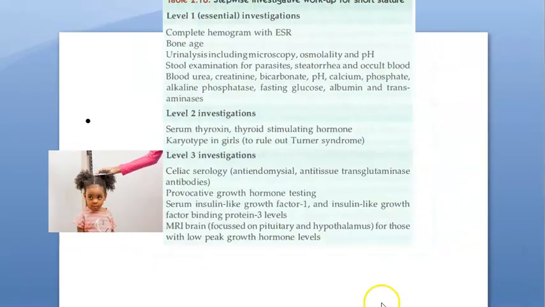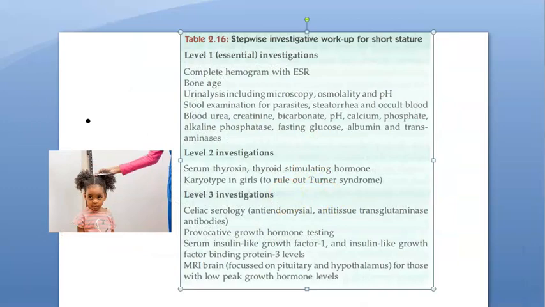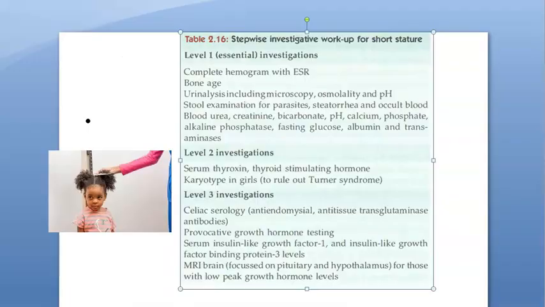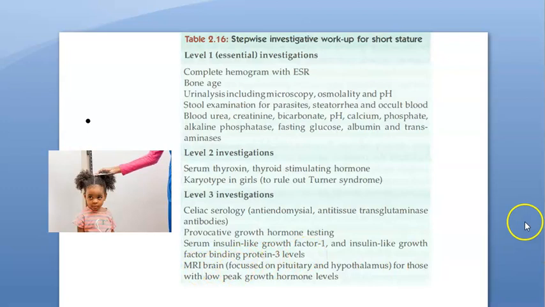So what did you understand here? What assessment will you do for a child who seems to have short stature? You can do blood checkup, urine, stool, bone age, etc. Then you can check thyroid levels. Then you can check pituitary hormone levels. Then karyotyping you can do, celiac serology, provocative growth hormone test, insulin-like growth factor, MRI of the brain, etc. So this is all about short stature, guys, from the textbook.